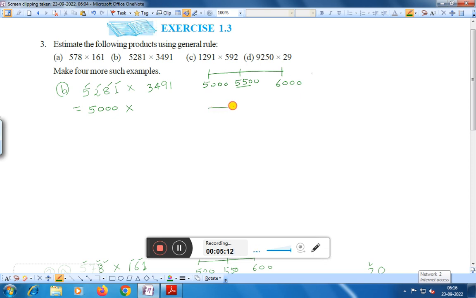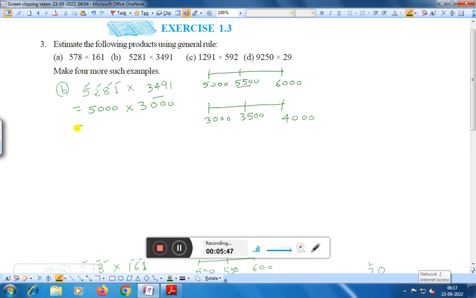And this number 3491 lies between 3000 and 4000, and the middle number is 3500. Now you see this 3491 lies closer to 3000, or less than 3500, therefore 3491 will be rounded to 3000.